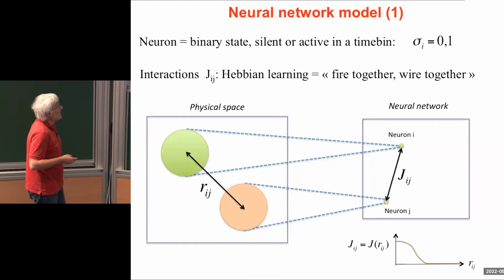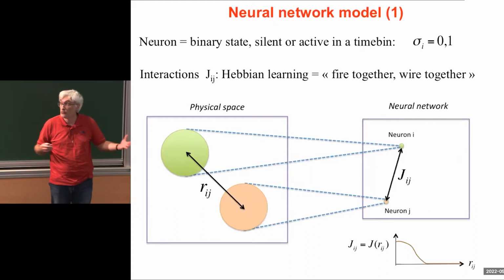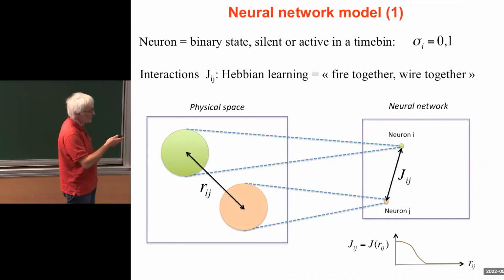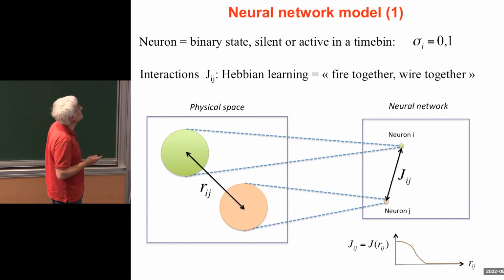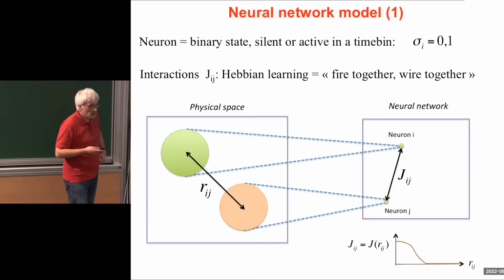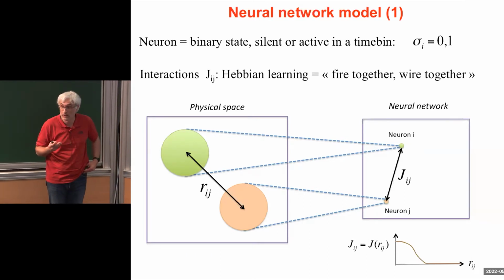Okay, so what kind of models can we build in order to try to have something which is, let's say, mathematized but not too complicated, so a highly simplified version of this reality? In the models I will present, I will have neurons which are binary variables, so you can think of them as being silent or active.